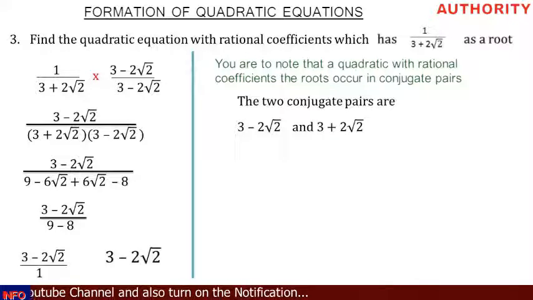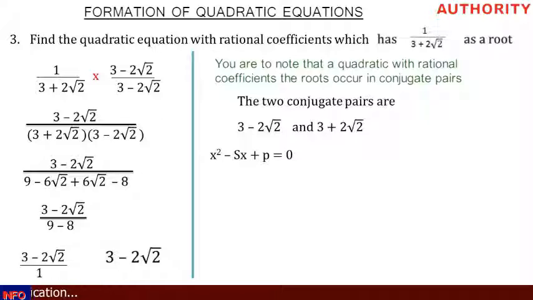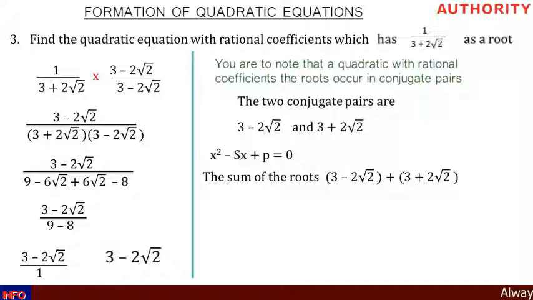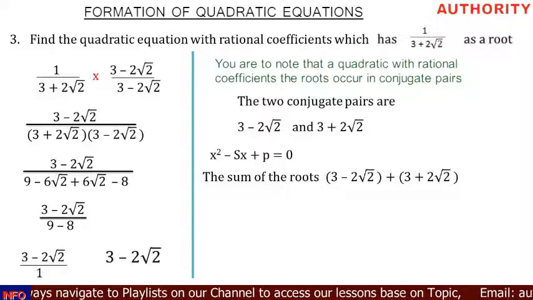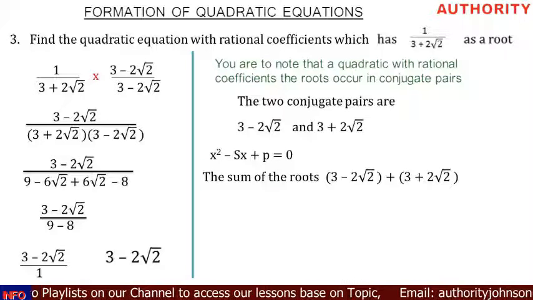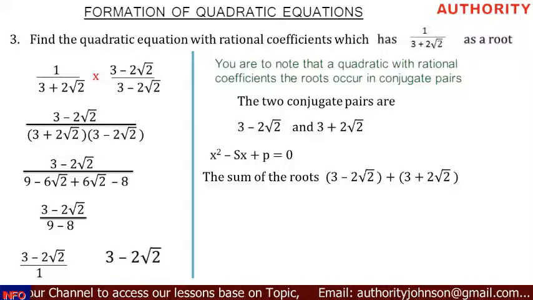All right, let's apply a formula here. We have x squared minus sx plus p equal to 0. Okay, now here let's find the sum of the roots. So the sum of the roots is going to give us 3 minus 2 root 2 in bracket plus 3 plus 2 root 2. So you know we have the two conjugate pairs to be 3 minus 2 root 2 and 3 plus 2 root 2. Okay, so these are just the conjugates of each other.